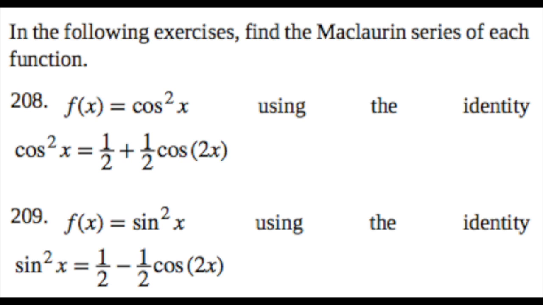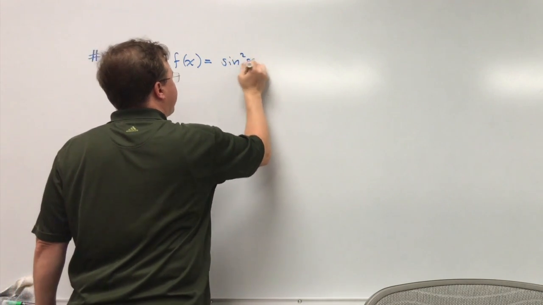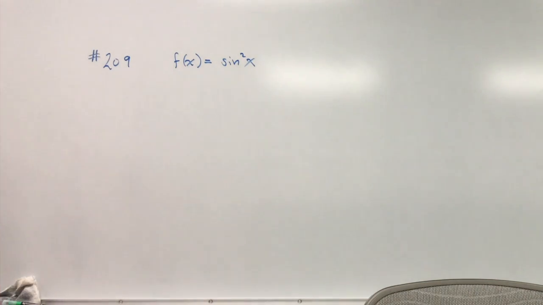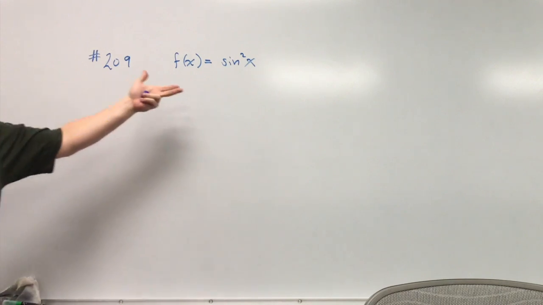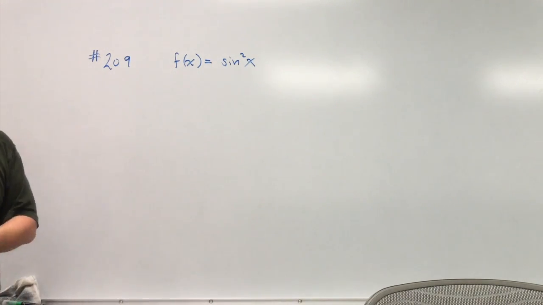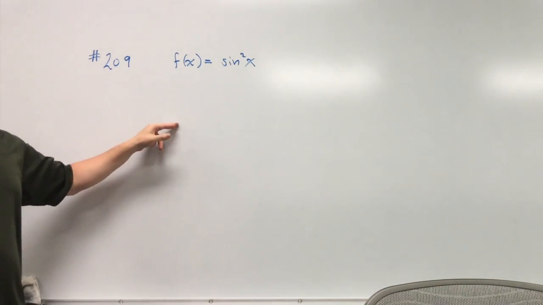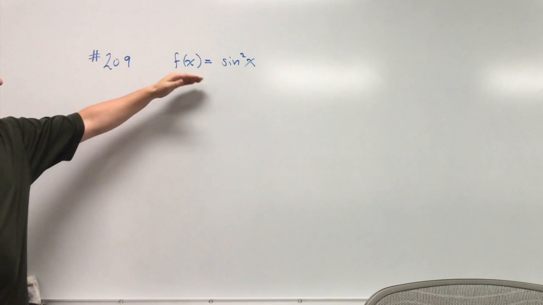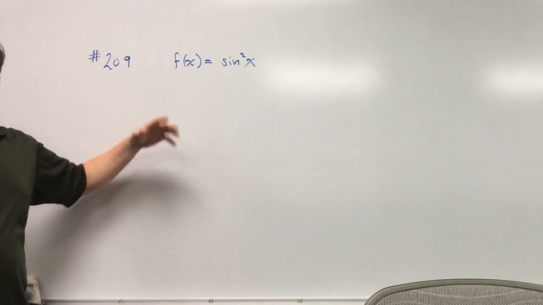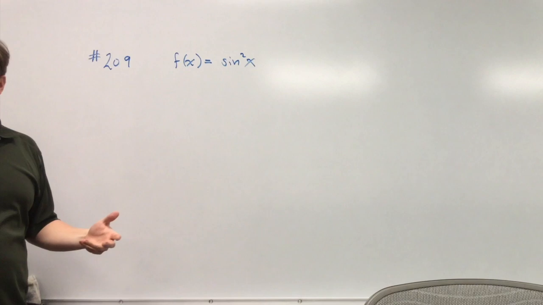The function in question is sine squared x. I'd like to know the Maclaurin series for sine squared x. You can do this directly using the methods from 6.3, where you would find the derivative, the second derivative, the third derivative, fourth derivative, and then evaluate each of those at 0. From that, you can determine the coefficients for the power series.